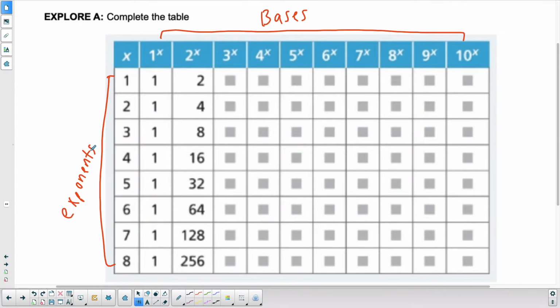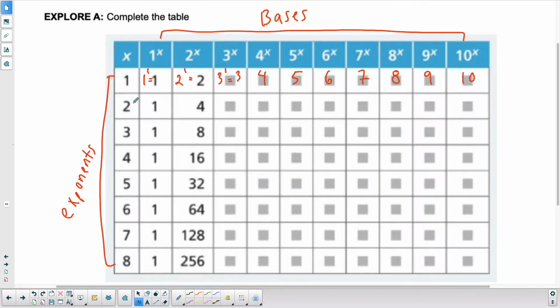So a couple of these are already completed for you. So in this first box here, 1 to the first power is 1. The base of 2 to the first power is 2. A base of 3 to the first power would be 3, and so on. So if you notice, if the exponent is 1, the number is always going to be itself. So anything to the first power is itself.